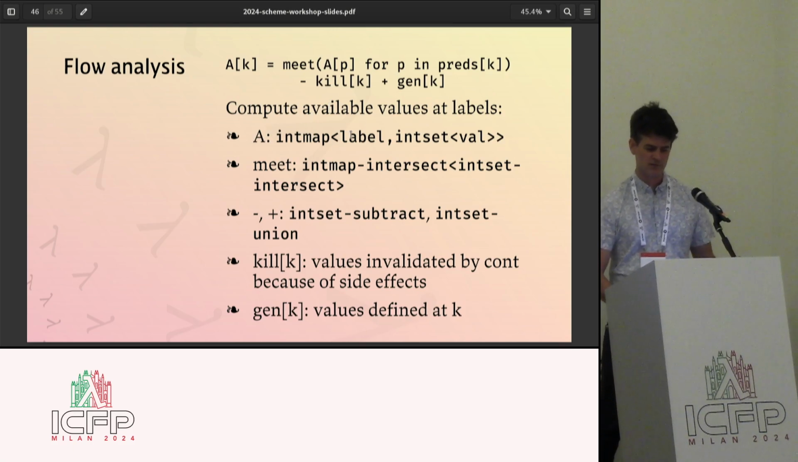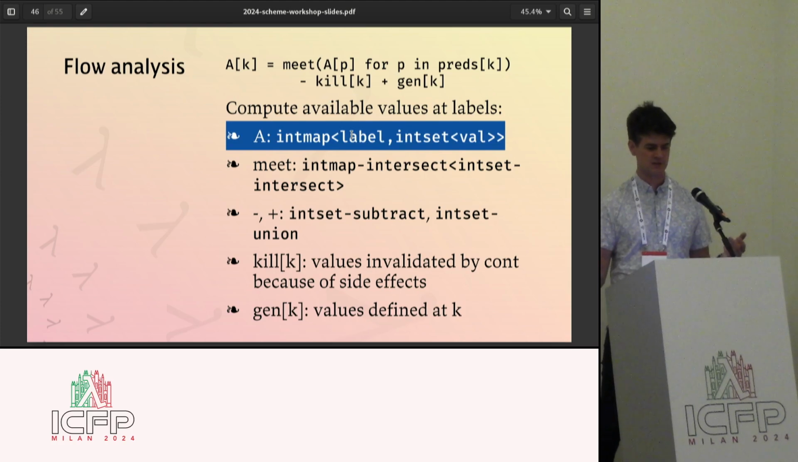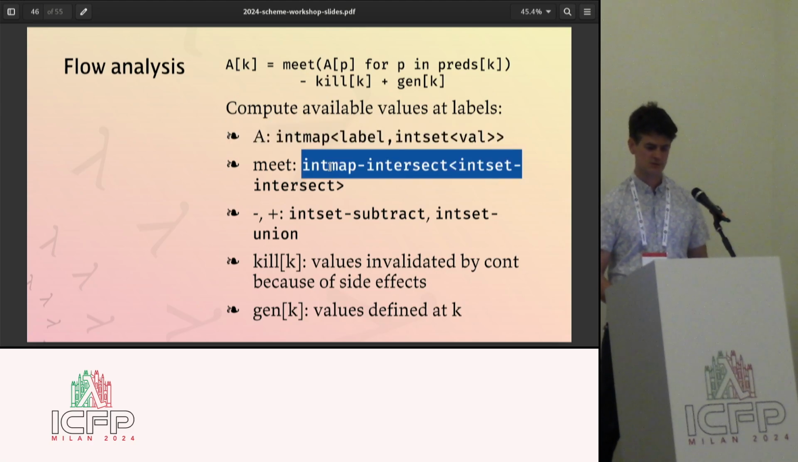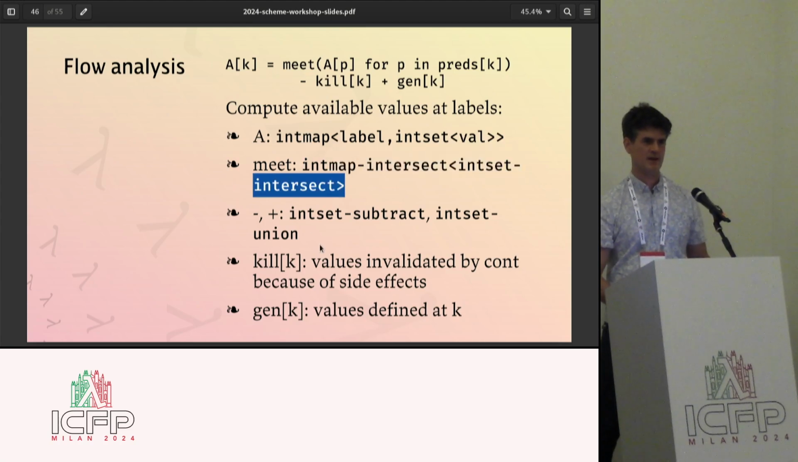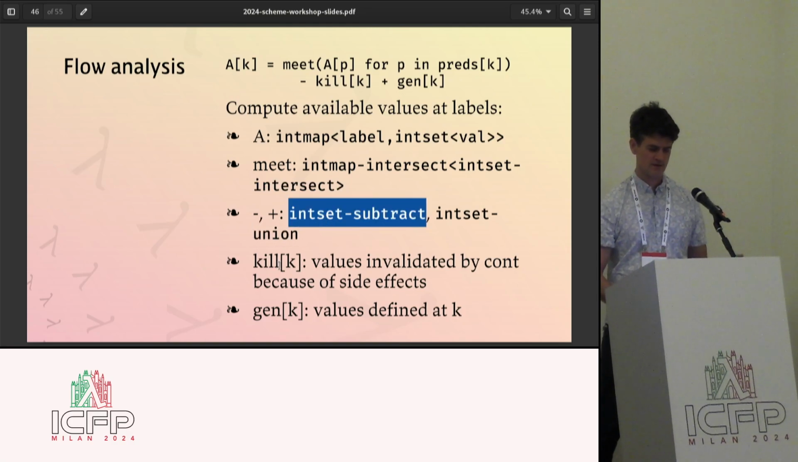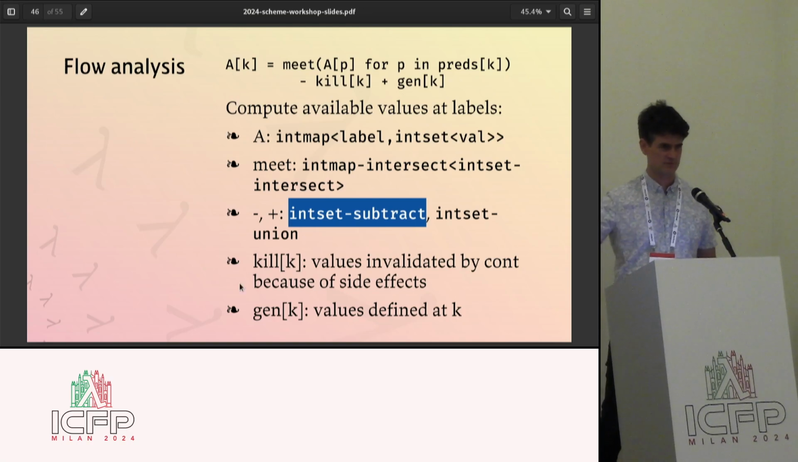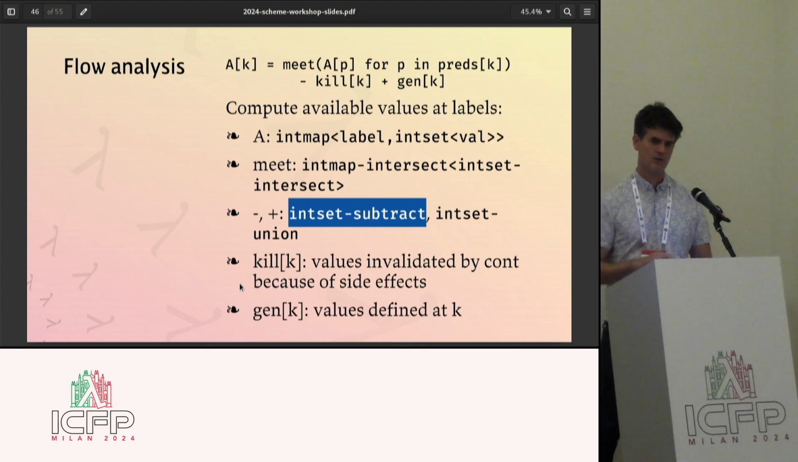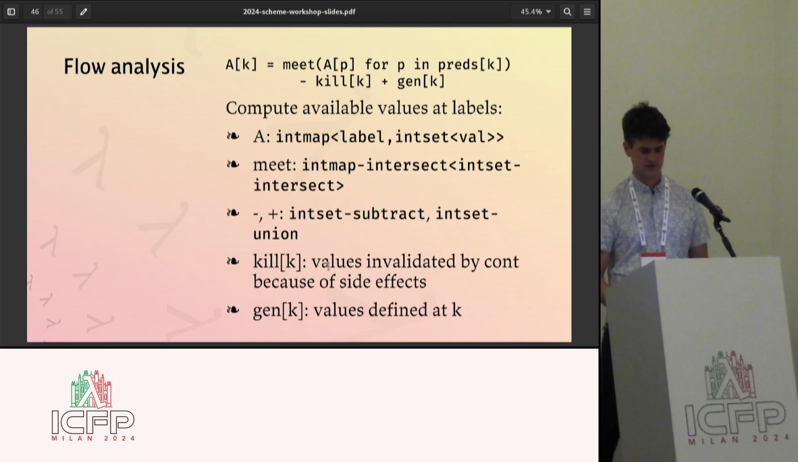Then we can represent available values as an int map of label to the set of values that are there. And then in the flow equation, your meet operation is just doing an int map intersect. And then when you meet the two leaves of the tree, you do an int set intersect. And then to add values to the map, you do int set union. And to subtract, you do int set subtract. And then you have the kill and the gen sets, which is the standard flow analysis. At each point, which values are invalidated by that cont, and which are defined by that cont. And those are just int sets themselves.